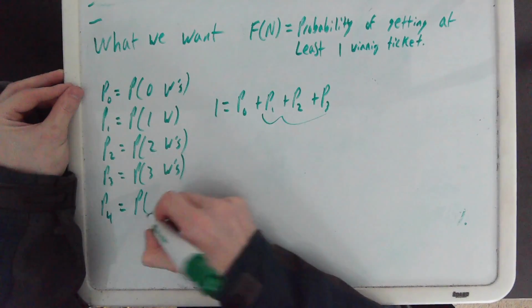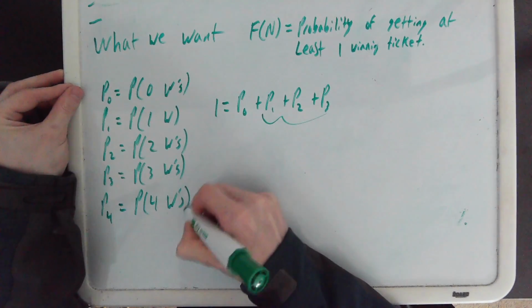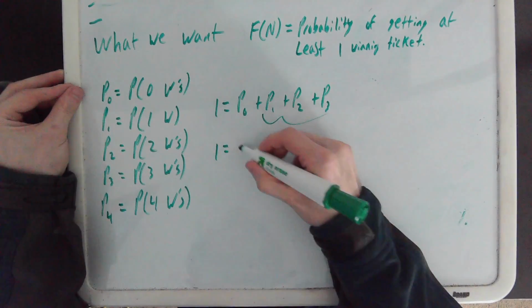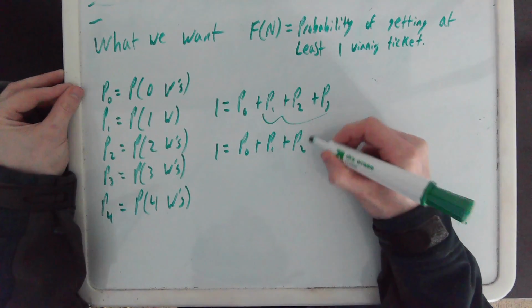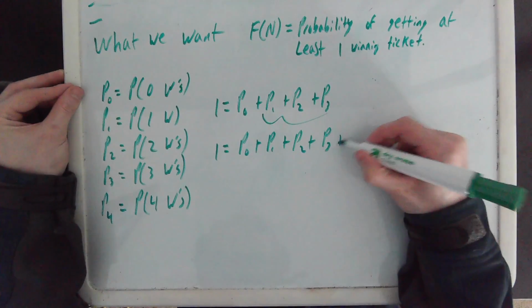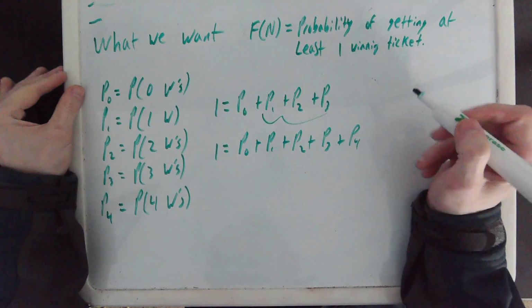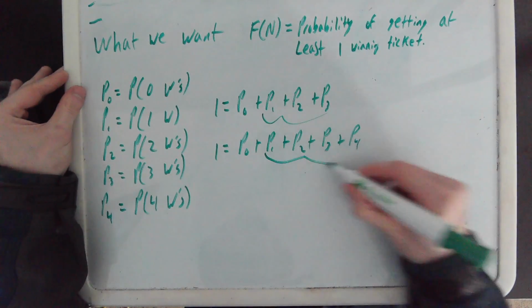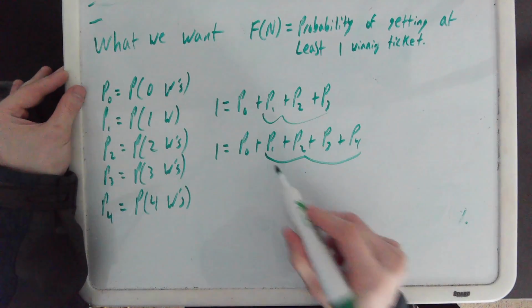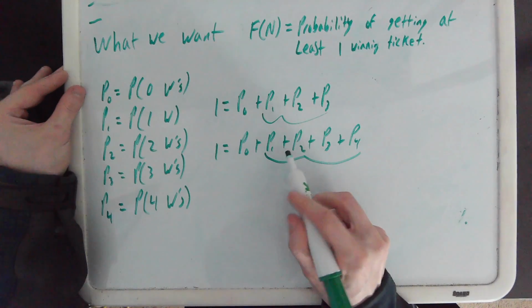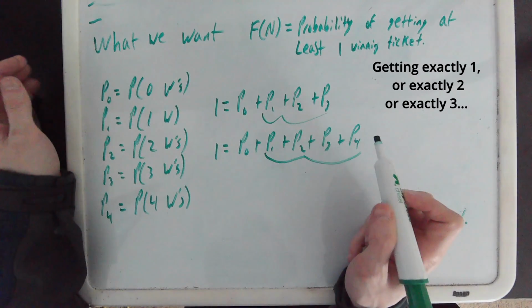P4 is the probability of getting 4 wins. And then if we did that, we just have another equation that looks like this: P0 plus P1 plus P2 plus P3 plus P4. And again, the probability of getting at least one winning ticket is all summed up in these terms. And these are the terms where we had to compute all different possible ways of getting at least 1, of getting at least 2, of getting at least 3, and so on.